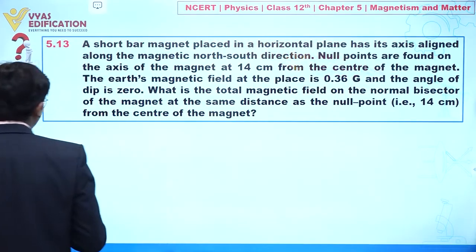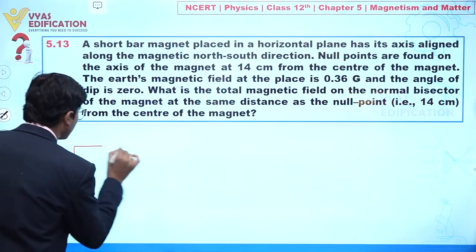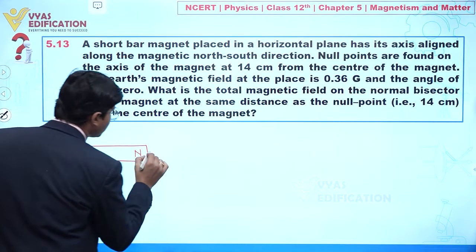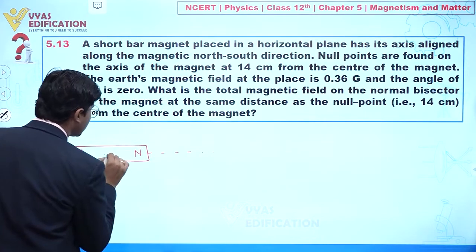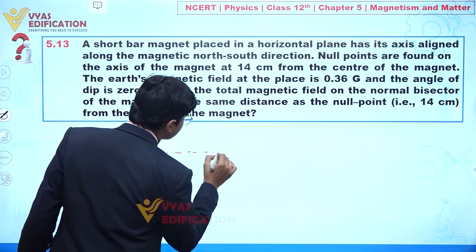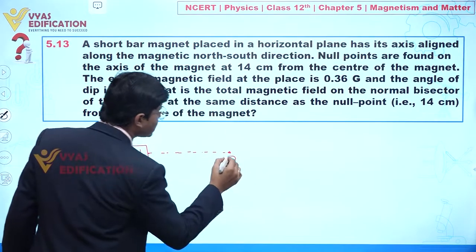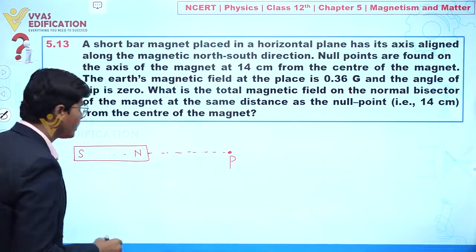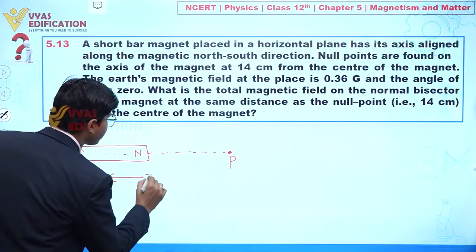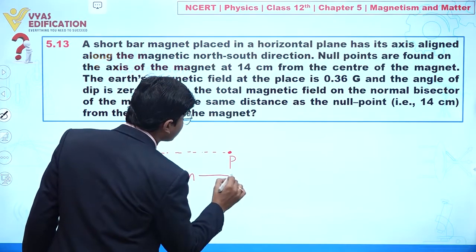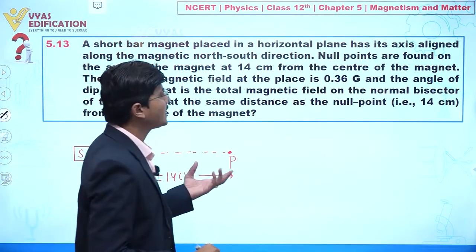Clear? So now let's suppose I am drawing here a short magnet. This one is north, this one is south, and from the center of this magnet we have this point P. Let's suppose this is axial point P, at a distance r equal to 14 cm. So at r equal to 14 cm, we are getting a null point.